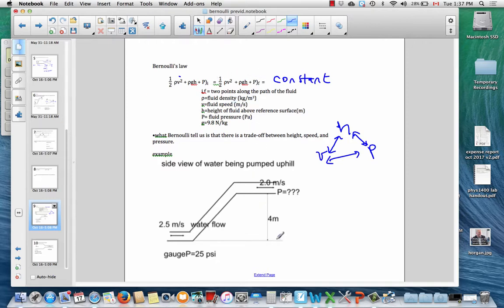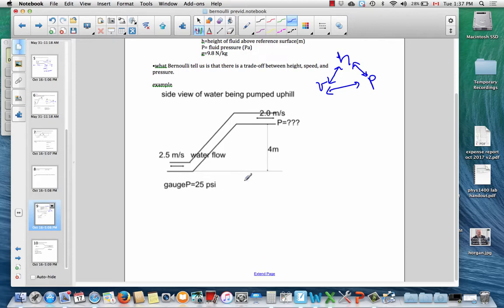Let's just do a simple example here to show you how it works. So here we're looking at the flow of water, and we're looking in side view, and we're pumping the water uphill, so there's a gain of 4 meters of height here. So we consider this point down here, and we know the speed is 2.5. Let's call this level down here a height of 0. And then we're given the gauge pressure, that's the pressure that would be read off a gauge. Remember, the actual pressure P is going to be the gauge pressure plus atmospheric.